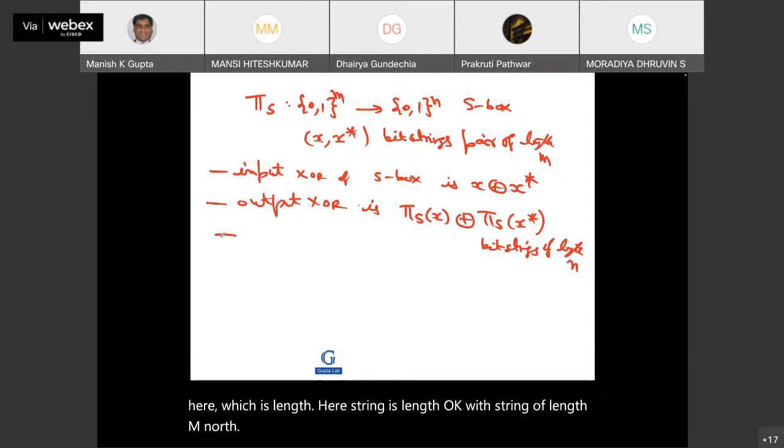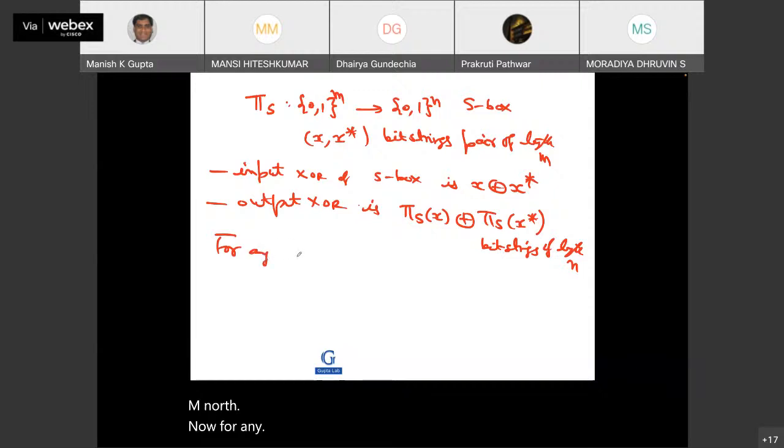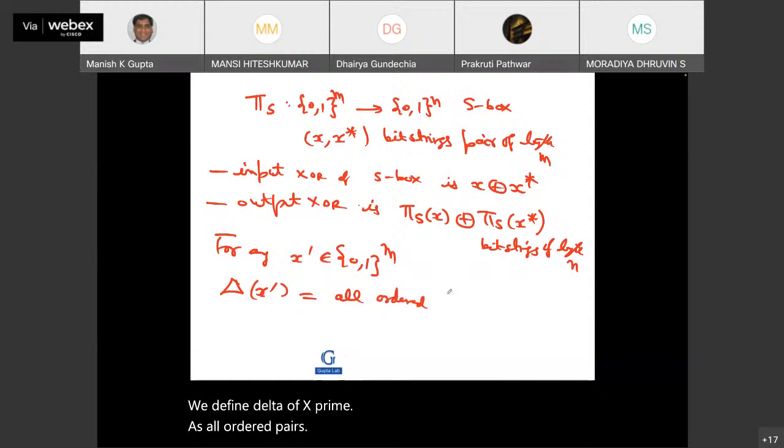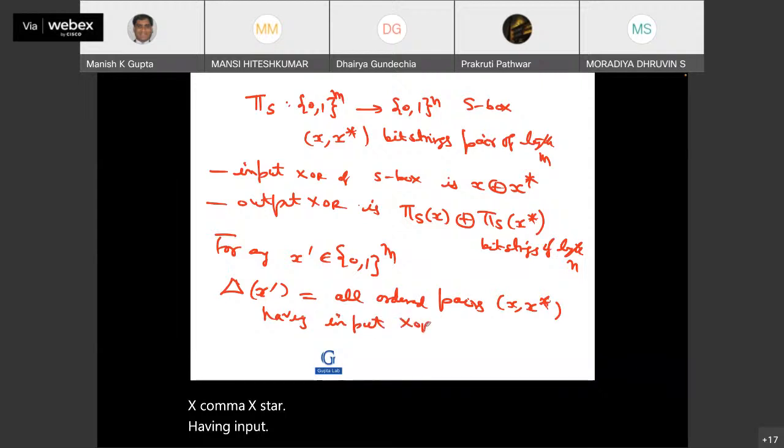Now for any x prime in {0,1}^m, we define delta of x prime as all ordered pairs x comma x star having input exclusive OR equal to x prime.